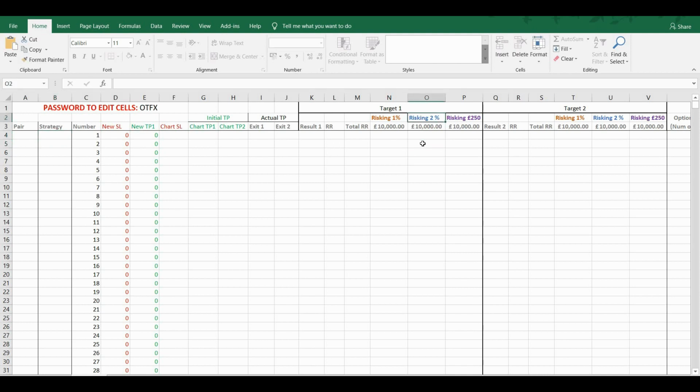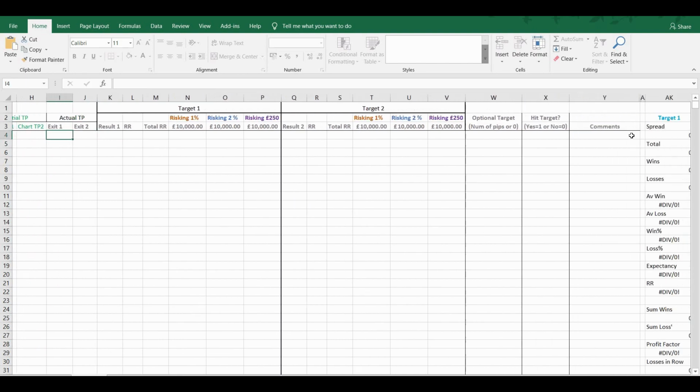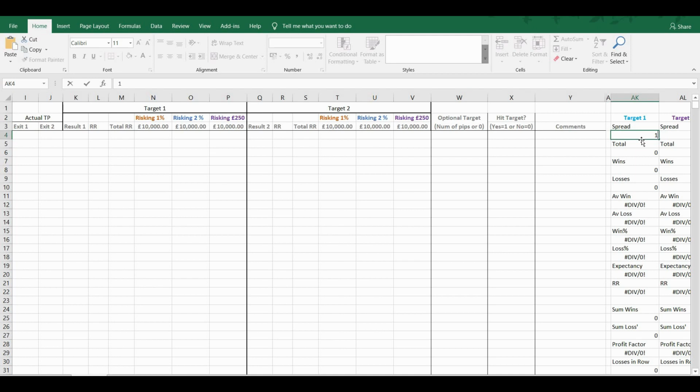Now any cell with a formula in you can't get into, because I've protected the worksheet, so you don't have to worry about editing any of the formulas. They'll all do it itself for you. All you've got to do is input the chart data. So if we get started with the spread, for the purpose of this video, I'll just put 1 in the box.